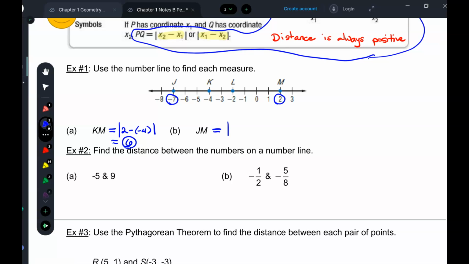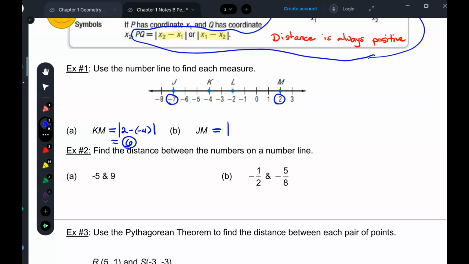Okay, JM. When we take the absolute value, we're saying the distance of it. That's when we solve absolute value equations, we don't need to worry about that. Take one of the points. It doesn't matter which one you put first.